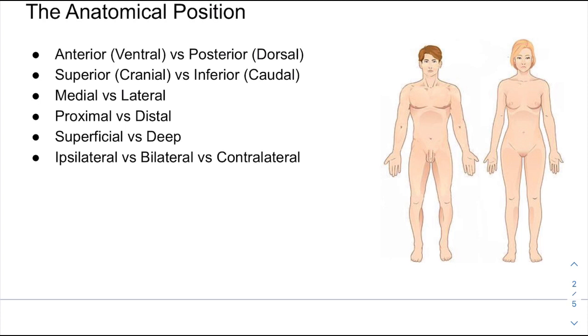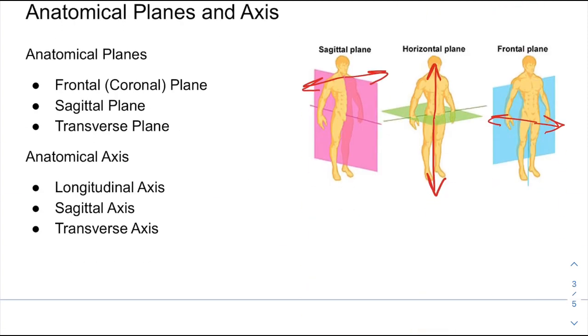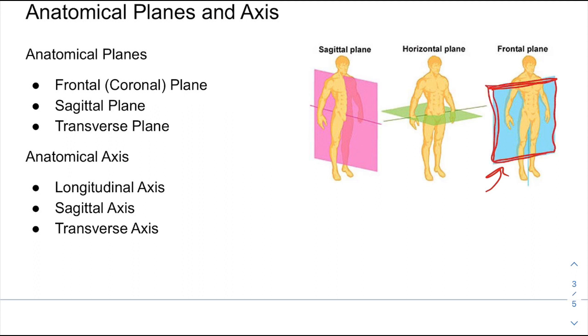So those are the main positional terms we use in anatomy. Now we have the anatomical planes and axes. First, the planes. We have the frontal or coronal plane, and that is this one in blue right here. And that splits the body in half between my shoulders, right? So this plane goes right in between my shoulders this way, and it's like this.